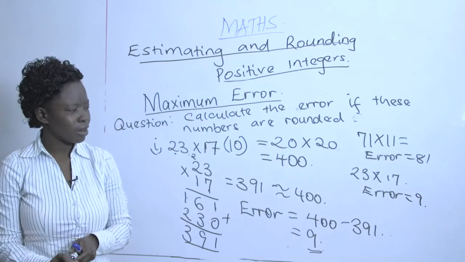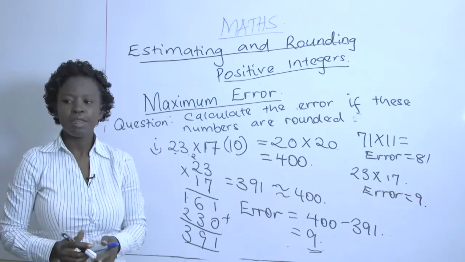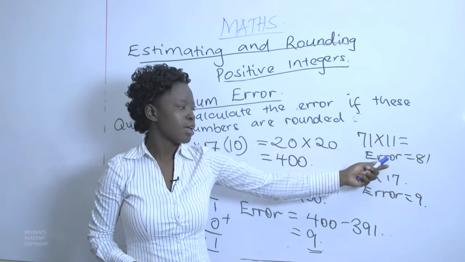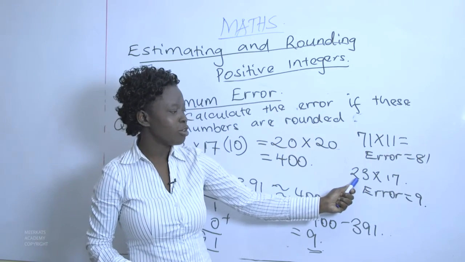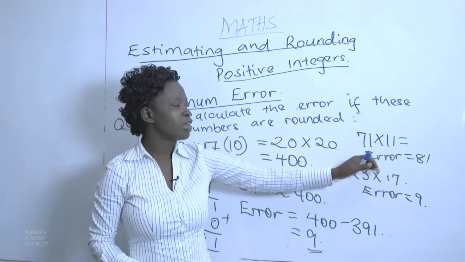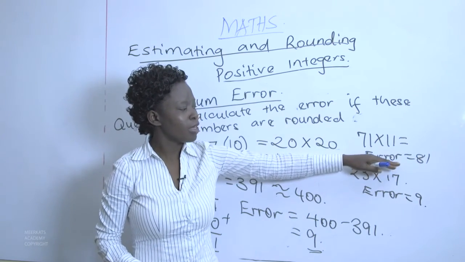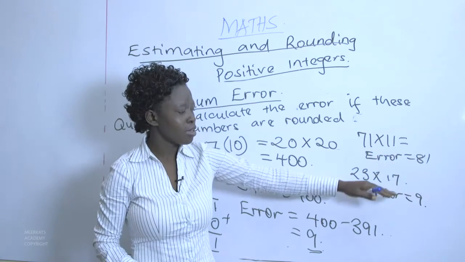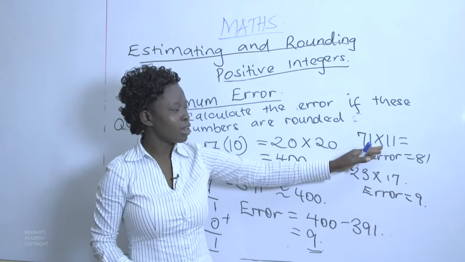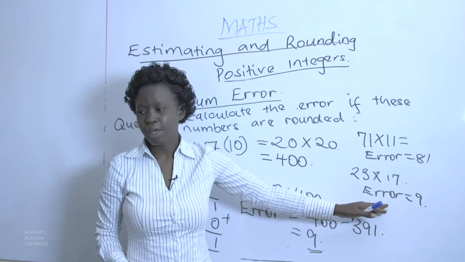So what can be noticed is that in 71 times 11, the error is greater than when we are having 23 times 17. And what is the reason for having a very big error in this case and the error being small in this case? So we have a very large error here and a small error in this case.